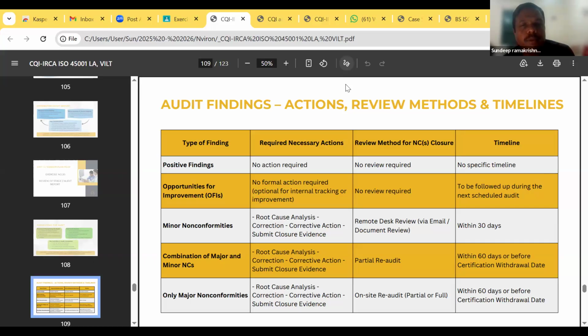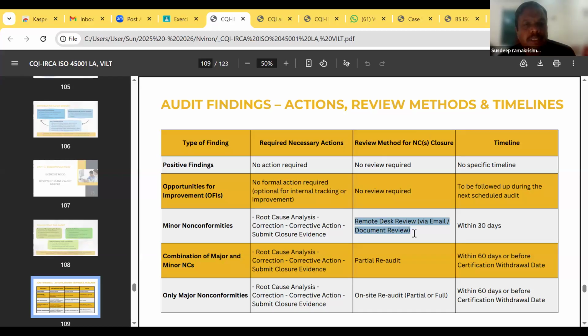So when a minor non-conformity is issued, the root cause analysis, correction and corrective action have to be submitted by the auditee, right? So you can do a remote desk review via email of the correction and corrective action and say you accept it. If you don't accept it, then the auditee has to rework his correction and corrective action and submit again, right? So generally a 1 month, 30-day time frame is given to complete minor non-conformities.